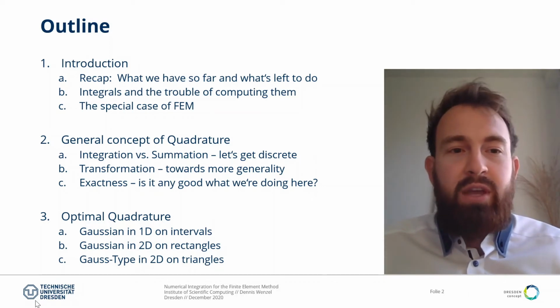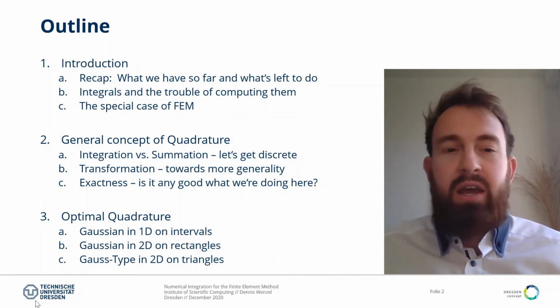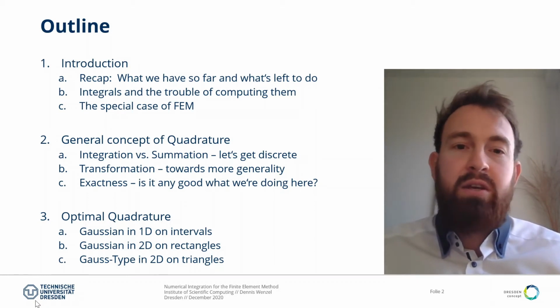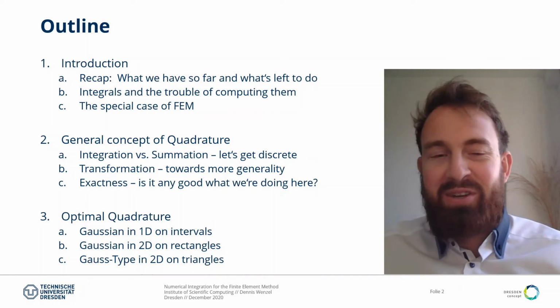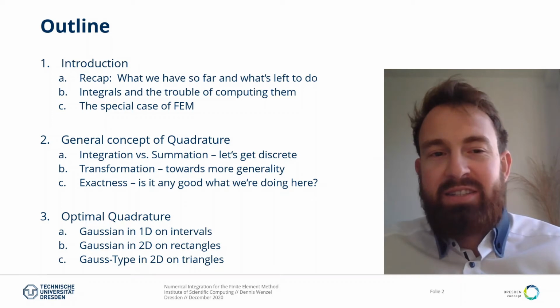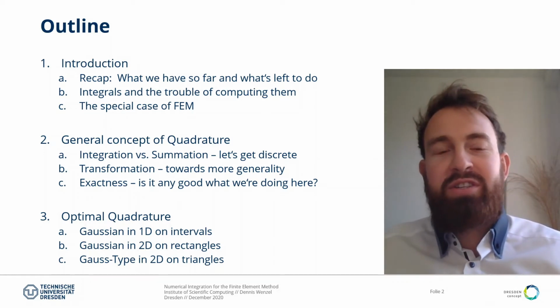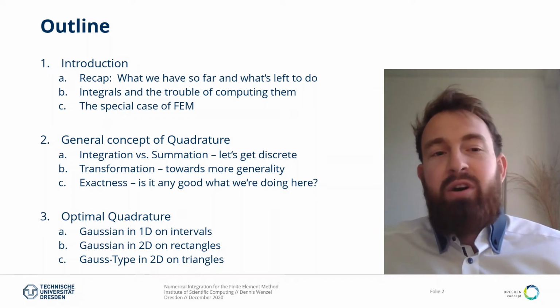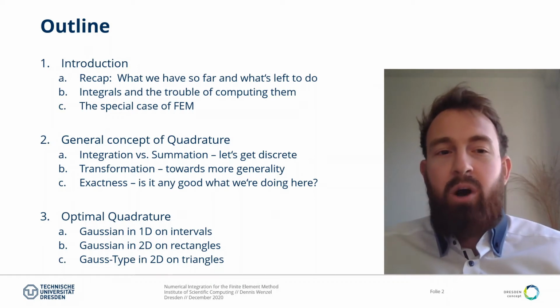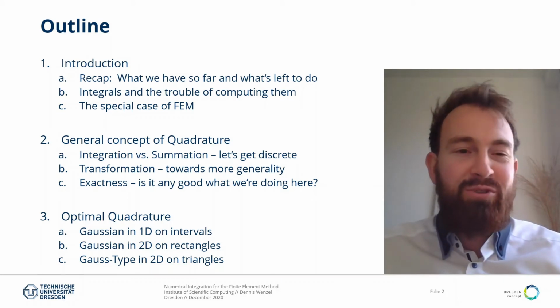Then we talk about transformation, so that we can derive our quadrature rules only on certain simple domains and then be able to transform them, just like we are doing it with the basis functions in FEM. Then the part of exactness, so how do we measure the quality of approximation of a certain quadrature scheme? And then that last part, that's very interesting and probably new to some of you, the optimal quadrature, so the construction of, in a certain sense, optimal rules for numerical integration.